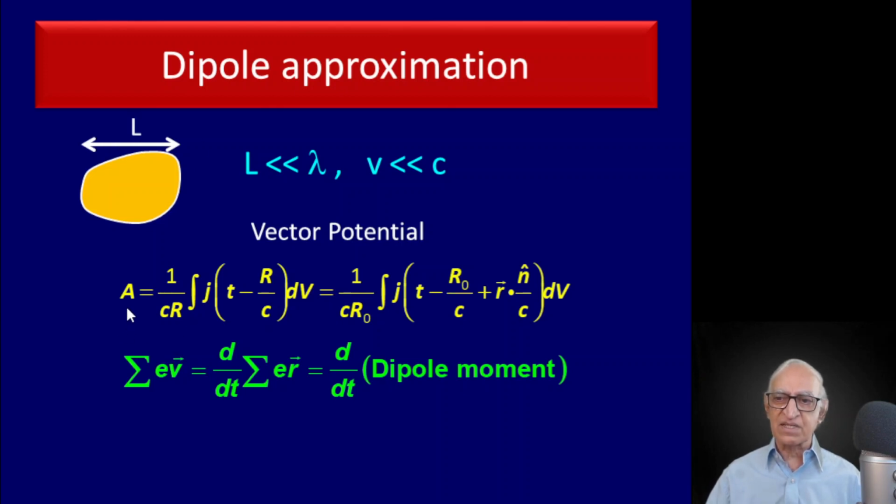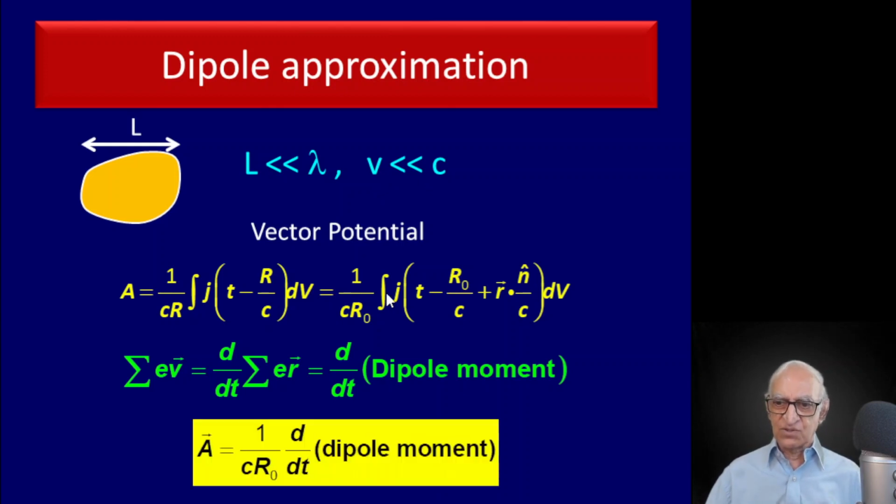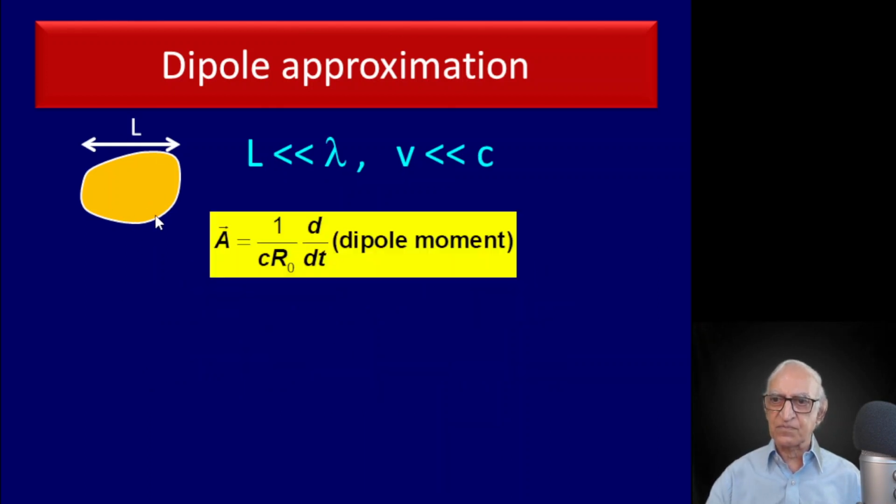Therefore, the vector potential is d by dt of the dipole moment. So this is why this approximation is called the dipole approximation. This is not rigorously correct, but it is a very good approximation if the size of the system is very small compared to the wavelength, and if the velocity of the charges is small compared to the speed of light. So, to remind you, the vector potential under this approximation is d by dt of the dipole moment of the charge system we are considering.